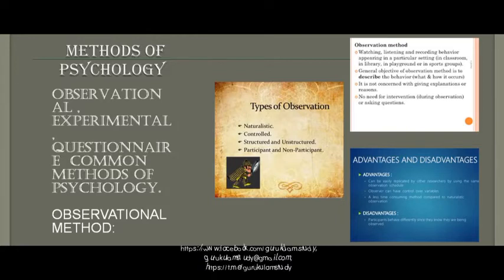Then comes the types of observation. There is naturalistic, controlled, structured, unstructured, participant and non-participant. Naturalistic is like you are sitting in a forest or a grassland and you are just watching everything and noting it down. Second one is controlled. Controlled is like you put five children in front of you with toys and you have proper surveillance over them. If someone starts quarreling, you will be able to control them because you have power.